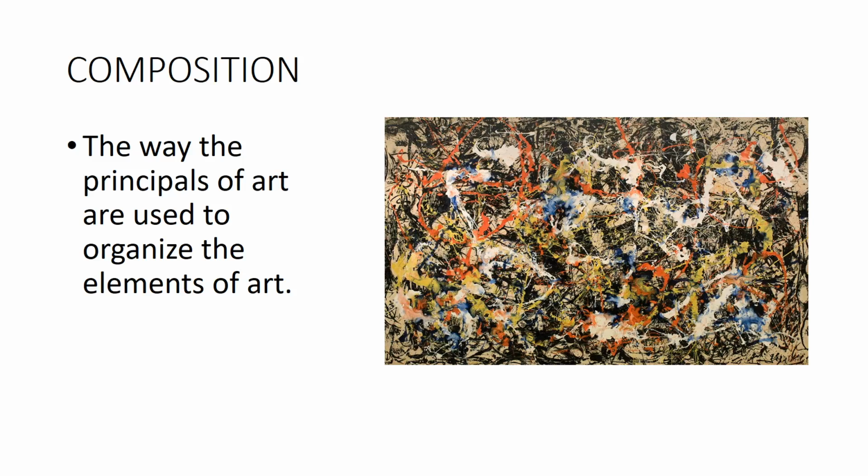You can talk about primary colors because the primary colors are red, yellow, and blue. There's black and there's white. So you can talk about the shapes, the organic shapes and stuff. So you talk about what elements are used.